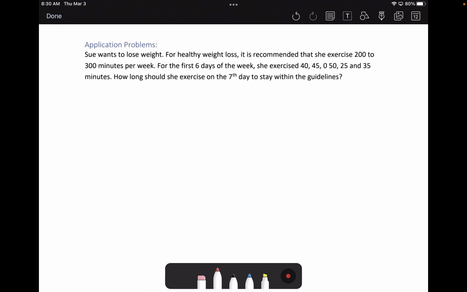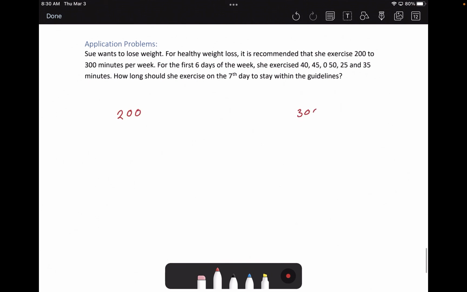Sue wants to lose weight. For healthy weight loss, it is recommended that she exercise 200 to 300 minutes per week. For the first 6 days of the week, she exercised 40, 45, 0, 50, 25, and 35 minutes. How long should she exercise on the seventh day to stay within the healthy guidelines? So we have a range of healthy guidelines. We have 200 to 300. We want to stay within those boundaries.